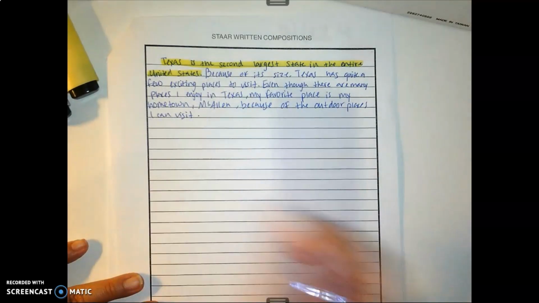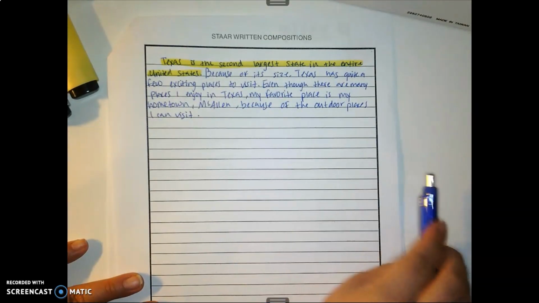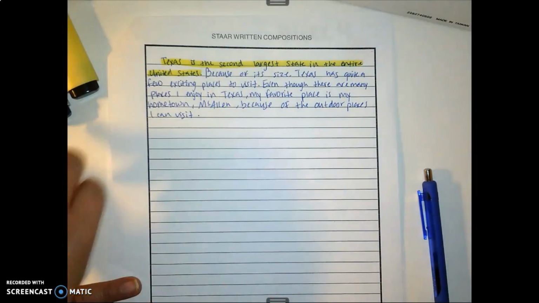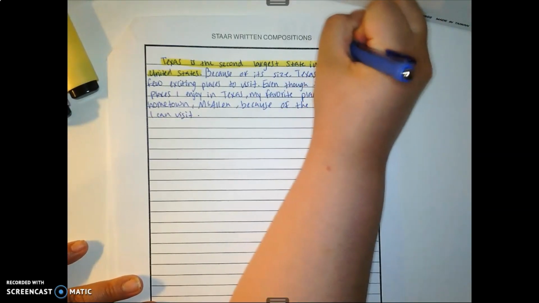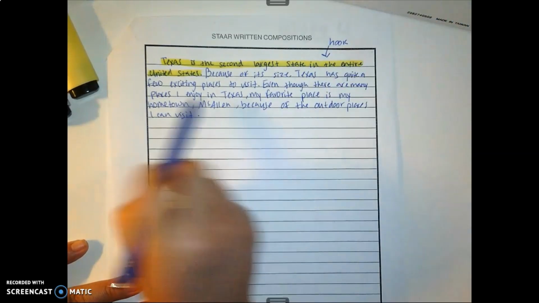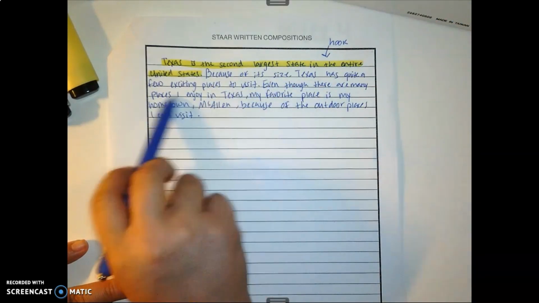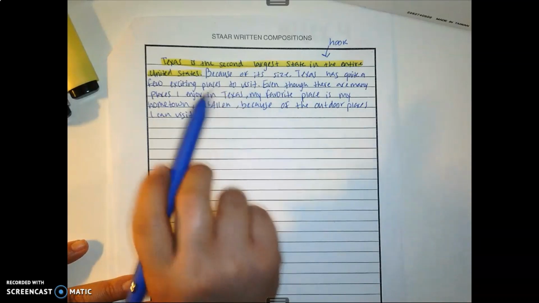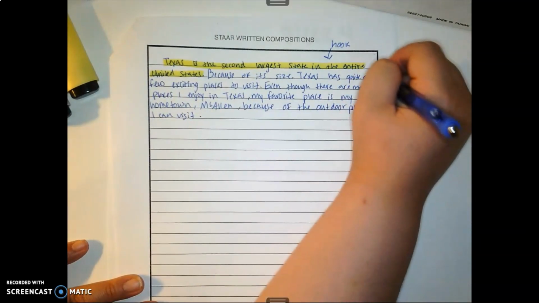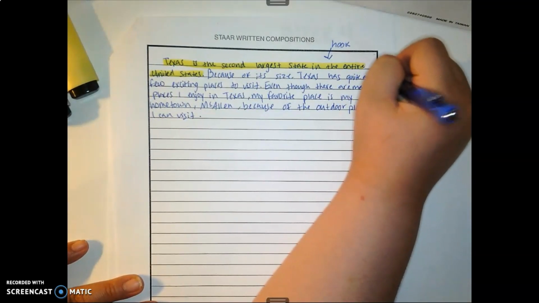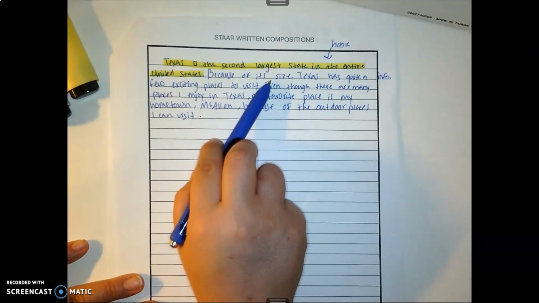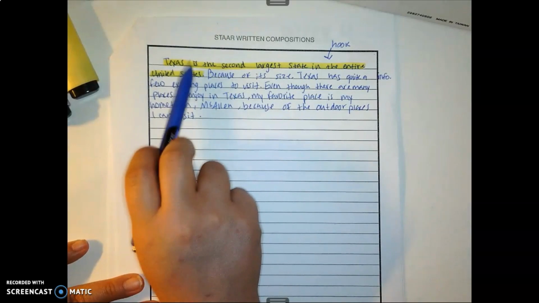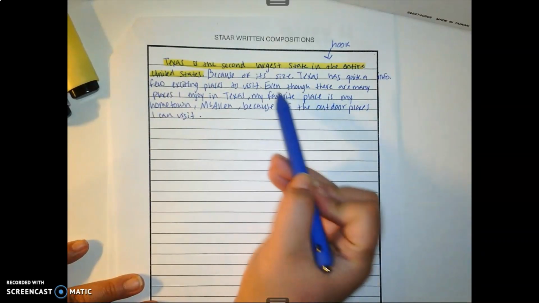Okay, going on. Because of its size, Texas has quite a few exciting places to visit. Oh, almost forgot to label hook. Because of its size, Texas has quite a few exciting places to visit. That is some extra information, so I'm going to put info next to it, so that way we know that this is some extra information, but it still has a lot to do with what I'm about to talk about.